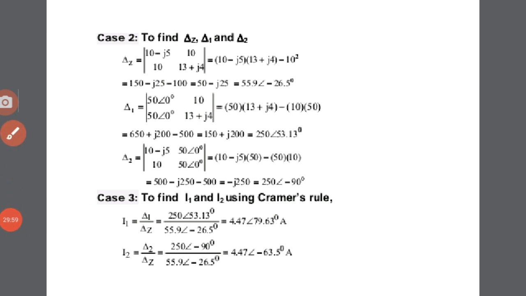Okay, so I think it is clear for everyone. This is for the second chapter. This is one method we have to study, that is mesh current analysis. In our next class, we are going for the second method, that is node analysis. Just remember these methods. Okay, no need to be confused.